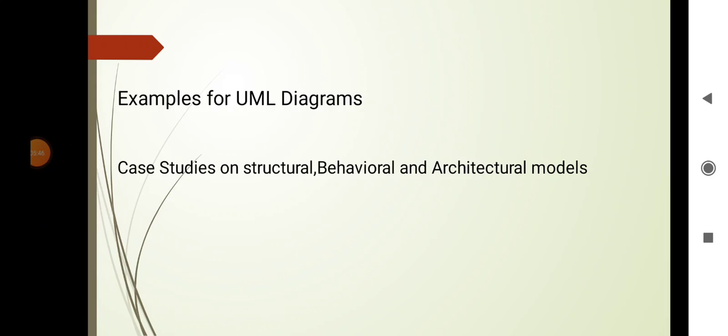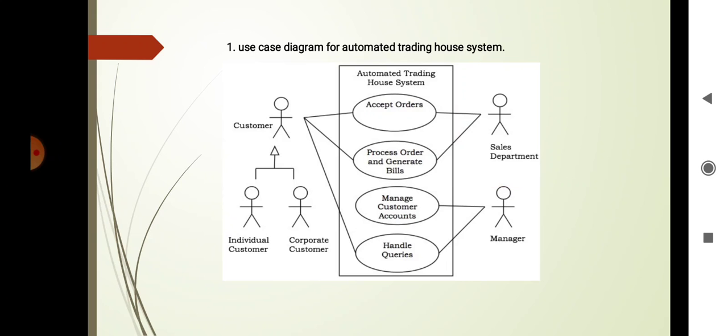In this video, we have attached some UML diagrams examples. Here we will see some examples, like case studies, on the structure, behavior and architecture models together. Then we will see the examples one by one. The first one is the use case diagram for the automated trading house system.